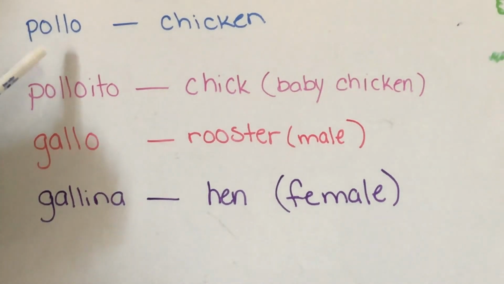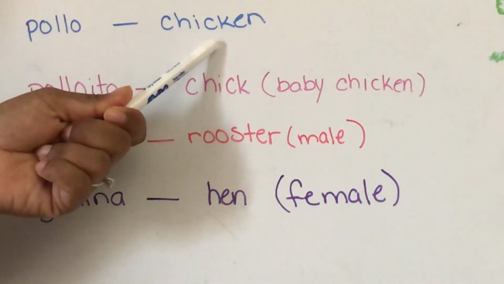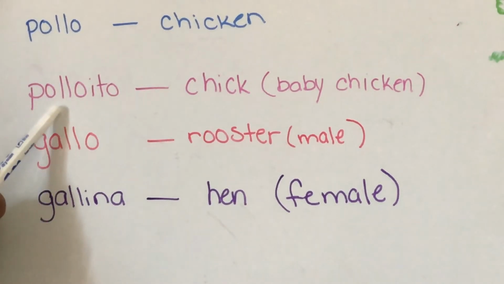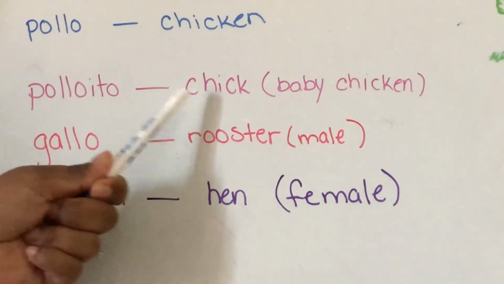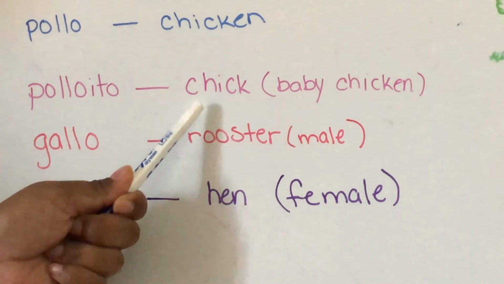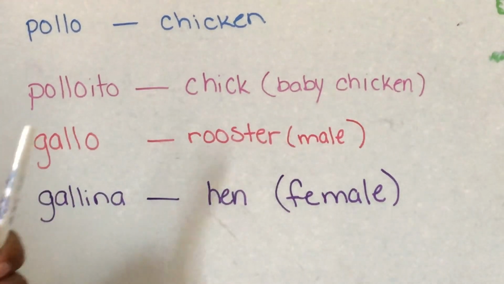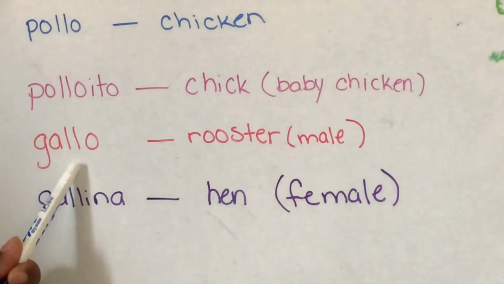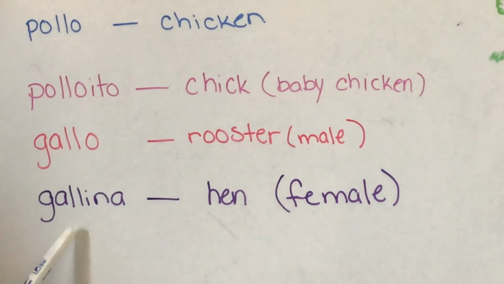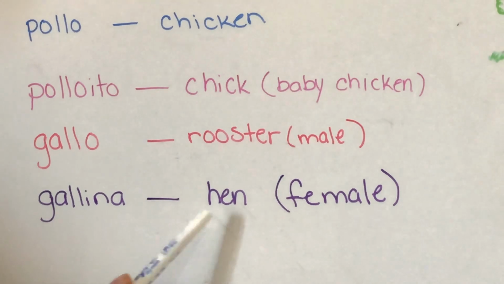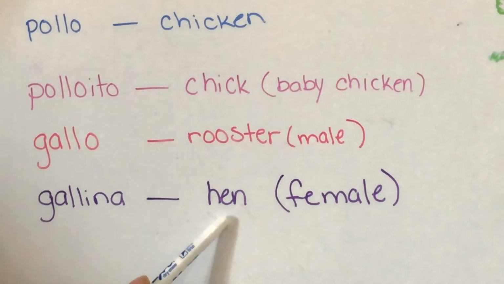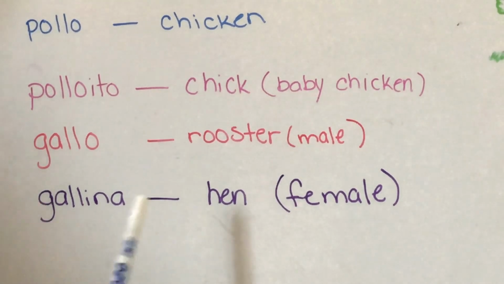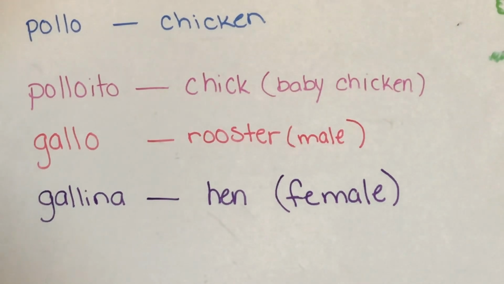We're gonna say the words together. Pollo, chicken. Pollito, chick, or baby chick. Okay. Gallo, rooster. Gallina, hen. So rooster is a male chicken, and a hen is a female chicken or a girl chicken.